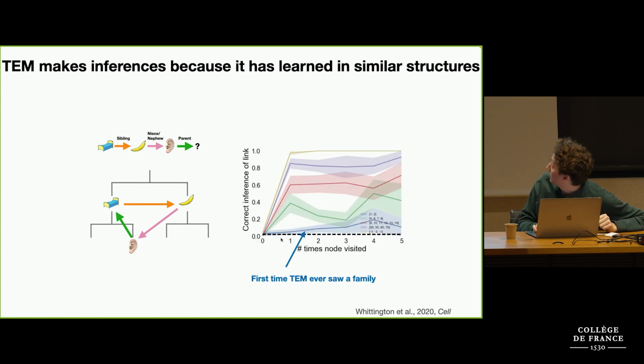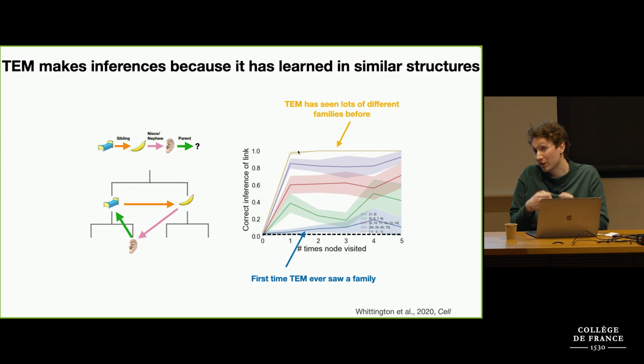Of course, at the beginning of learning, it's really not very good. It's really quite rubbish. So here's the blue line. It can't do anything when it's only ever seen one family before. But after a while, when it's seen lots and lots of families, then it's able to make this perfect prediction. That's because it's understood what is common across all families, a family tree.